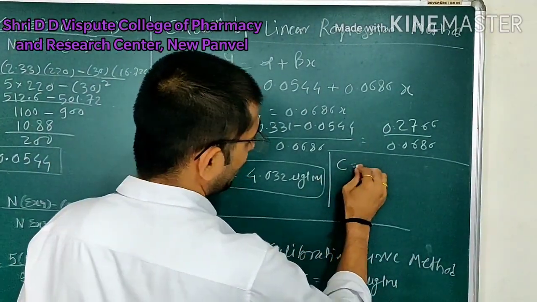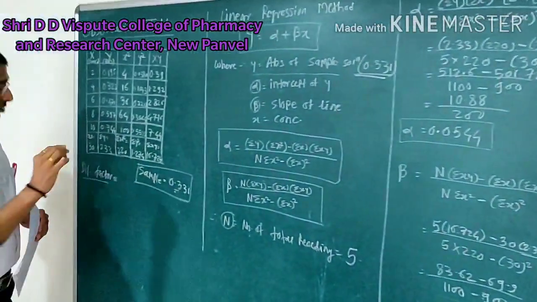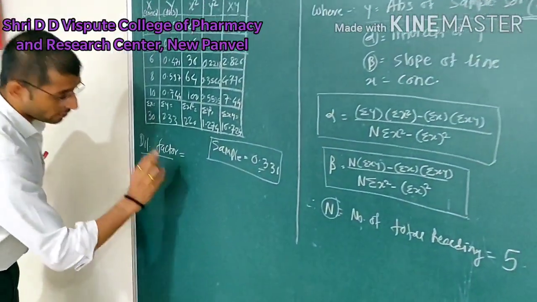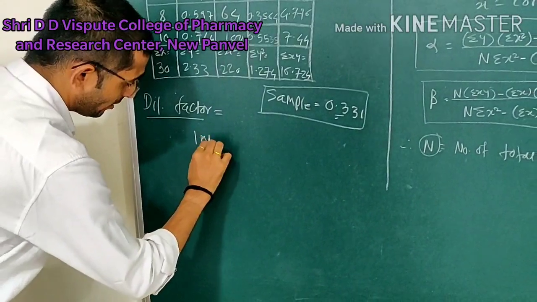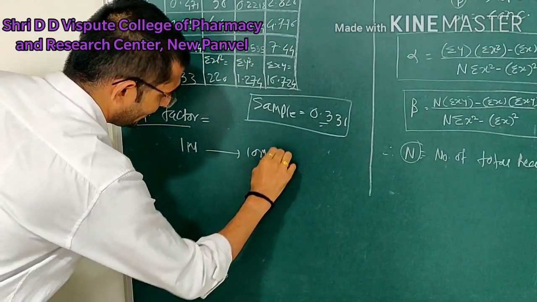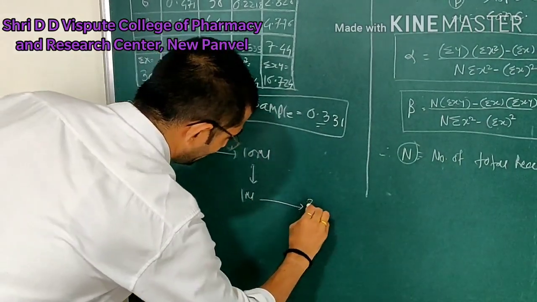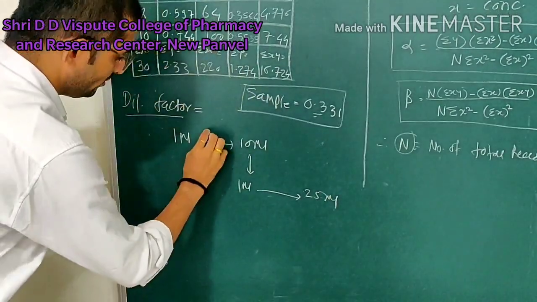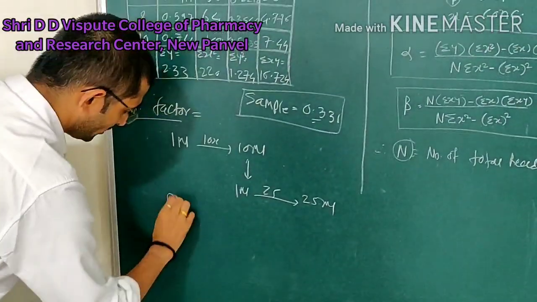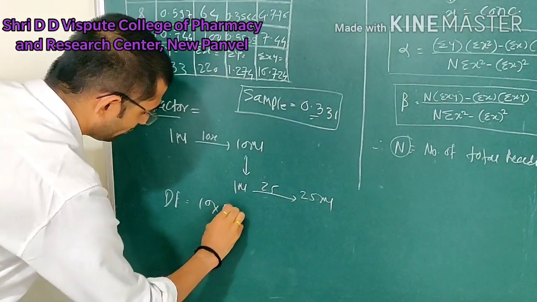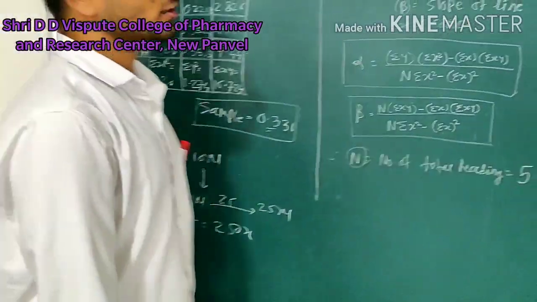So, what is the dilution factor? Already we have been given the sample. From this sample, we have measured 1 ml, diluted up to 10 ml. From this 10 ml, we again take 1 ml and dilute up to 25 ml. So this is 10 times diluted, then 25 times diluted. So dilution factor is equal to 10 into 25, which is 250.